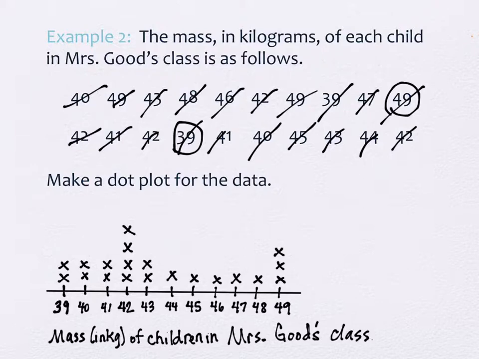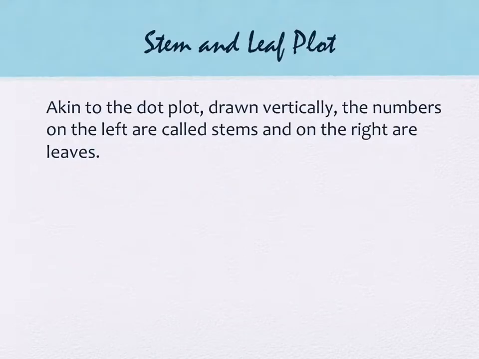All right. Our next kind of graph is a stem and leaf plot. This is akin to the dot plot, similar to, but it's drawn vertically instead of horizontally. The numbers on the left are called stems, and the numbers on the right are called leaves.